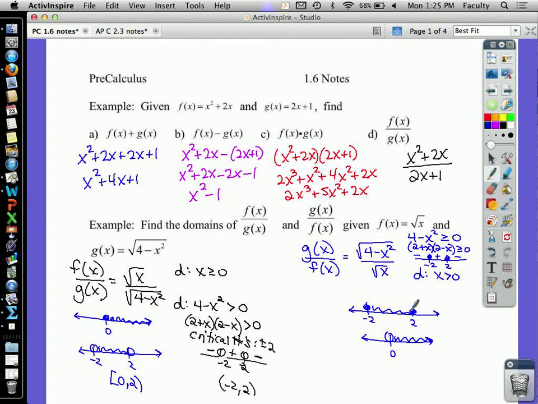All right, who would like to try to write the domain of our answer? Stephanie, you got it? Parenthesis 0, comma 2 with a bracket. Good job, good job. Any questions on this? Is this making sense? Okay, super.